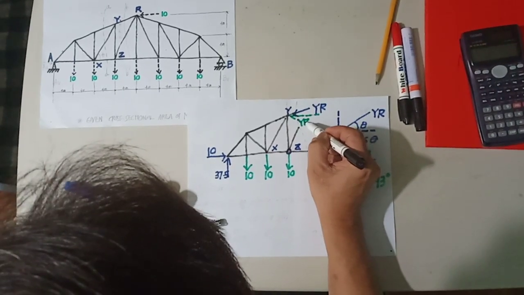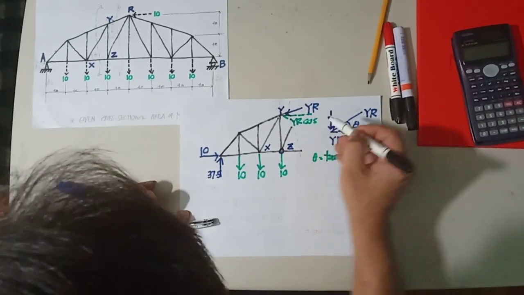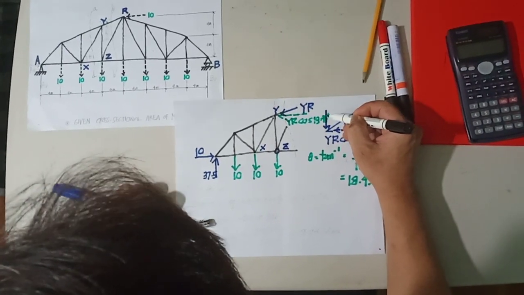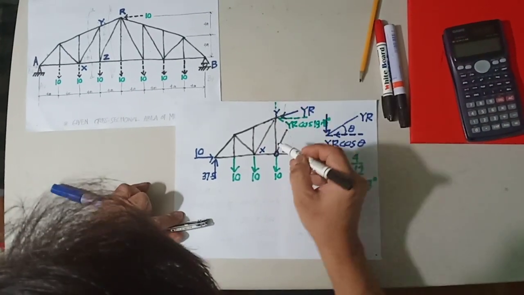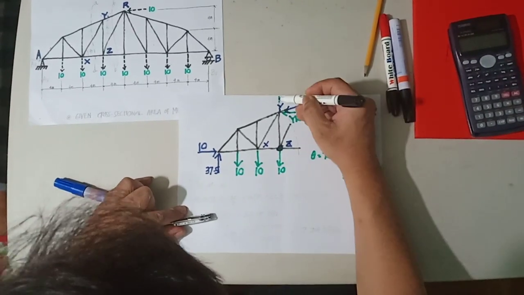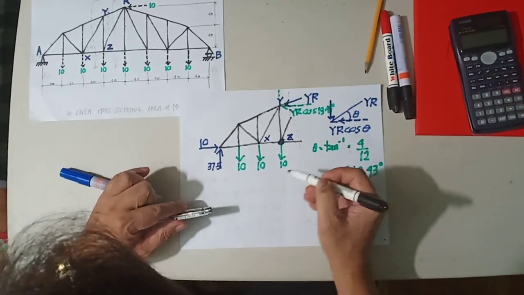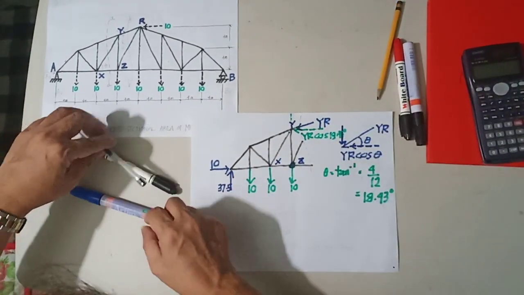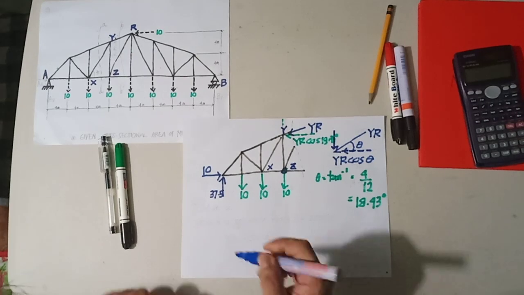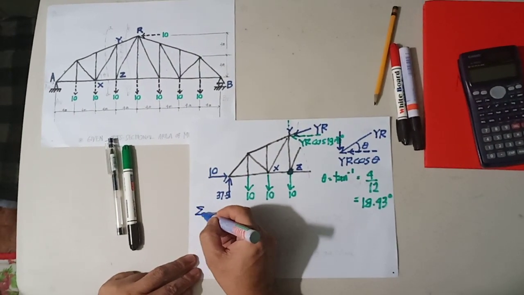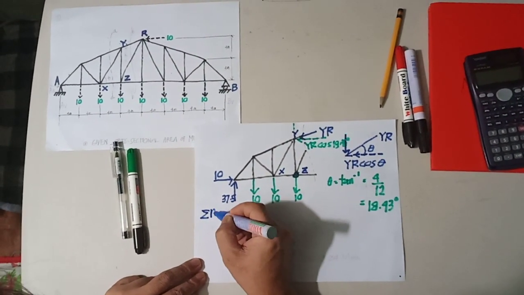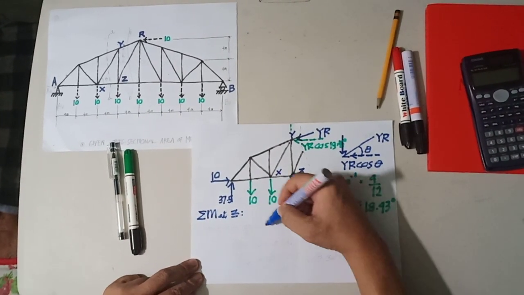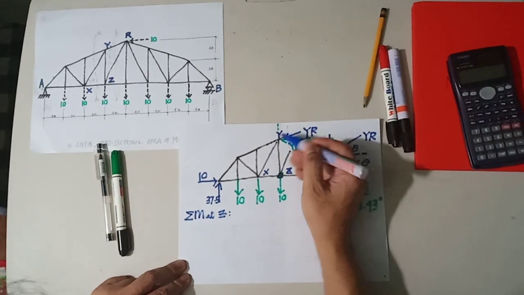Thus, you have here a horizontal component of YR cosine of 18.43 degrees. You also have here a vertical component, but once you take moments at point Z, the vertical component is eliminated. So you are now able to get the summation of moments at point Z. If you take summation of moments at Z, clockwise moments are equivalent to counterclockwise moments.